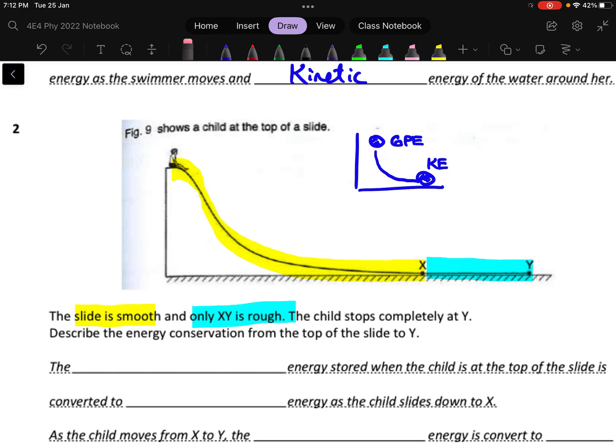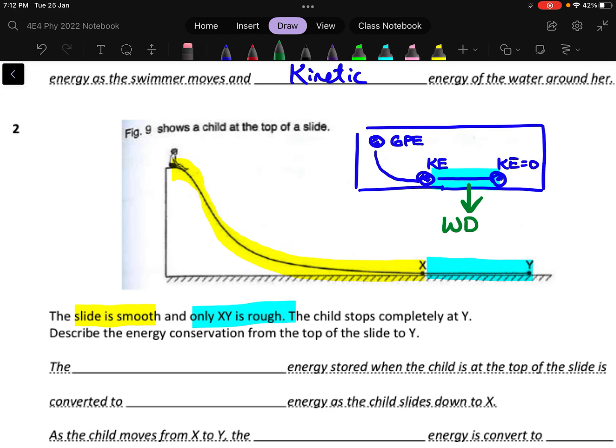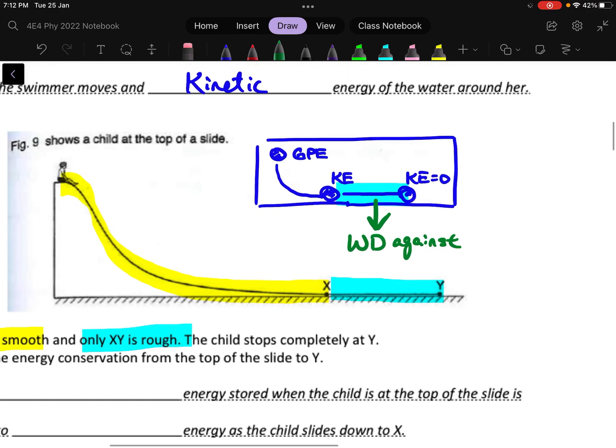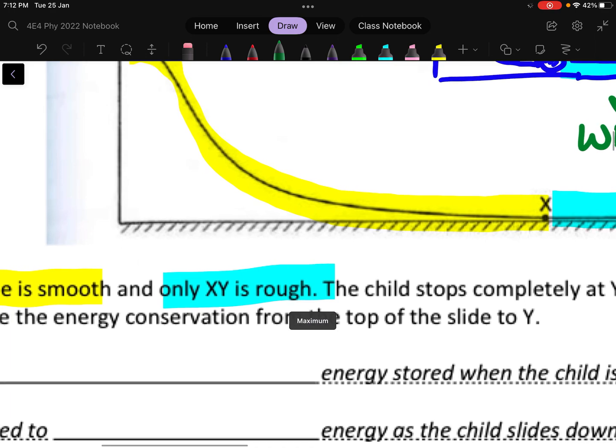However, as the child reaches X and goes to Y, this amount of KE will become 0. So meaning that between here to here, there will be energy loss out of the system. So this one will be your work done, right? Because it's energy loss, then I will say that it is work done against. And I have to identify the force that caused this energy loss. In this case, obviously, it is friction.